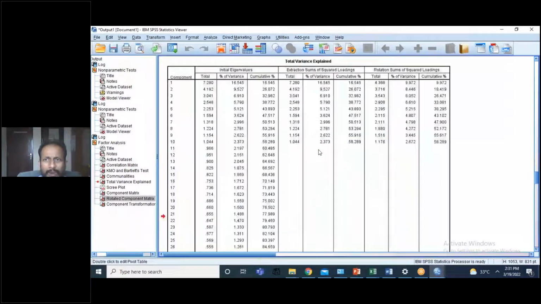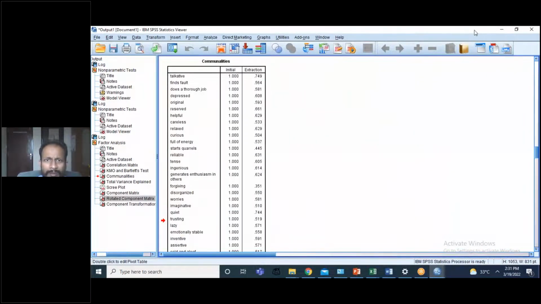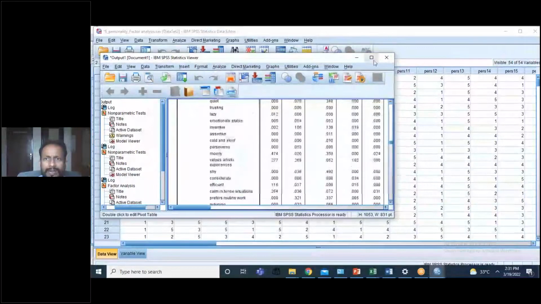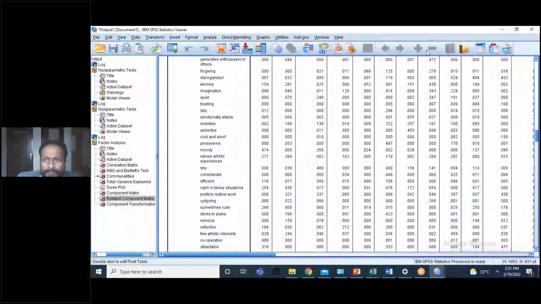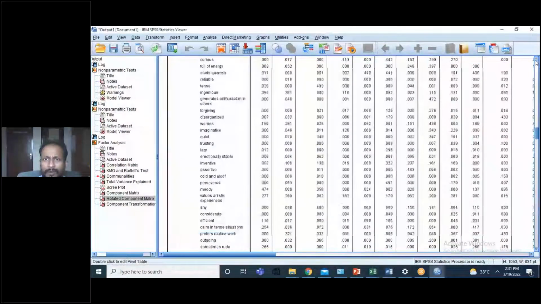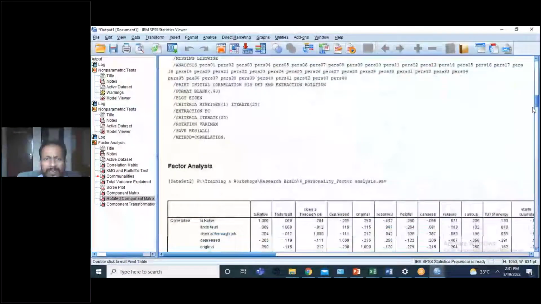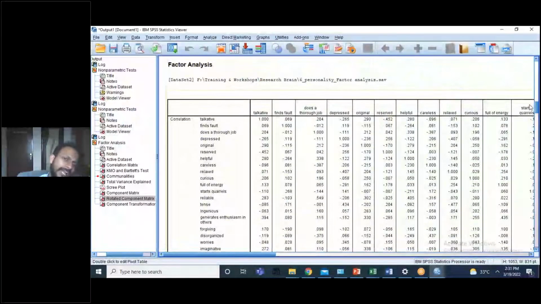So let us discuss it one by one. Let us start from the first table, which is the output of factor analysis. Here first I have considered this correlation matrix, which talks about how the variables are interrelated with each other. It is not necessary that you report this finding, because sometimes the correlation matrix will be too big to capture in your thesis or research paper.